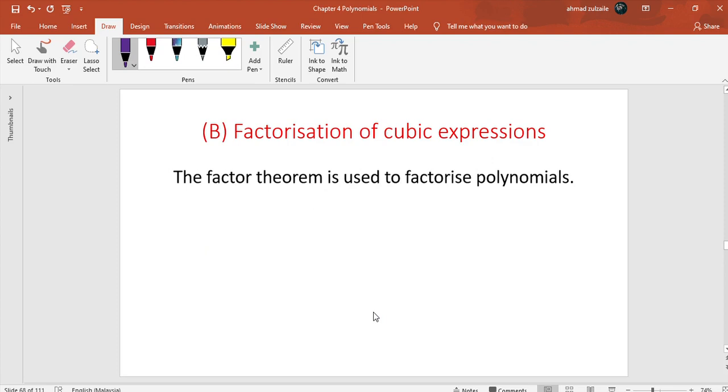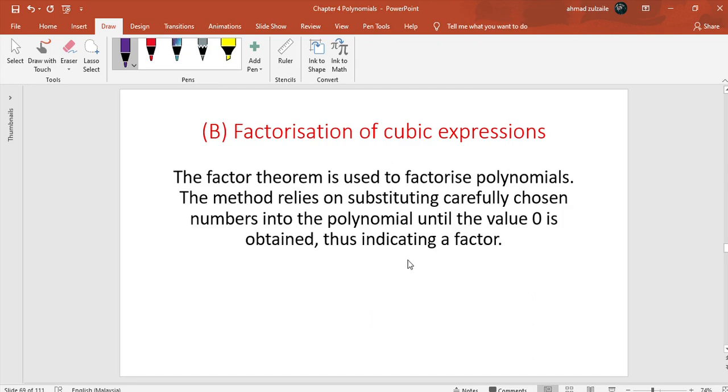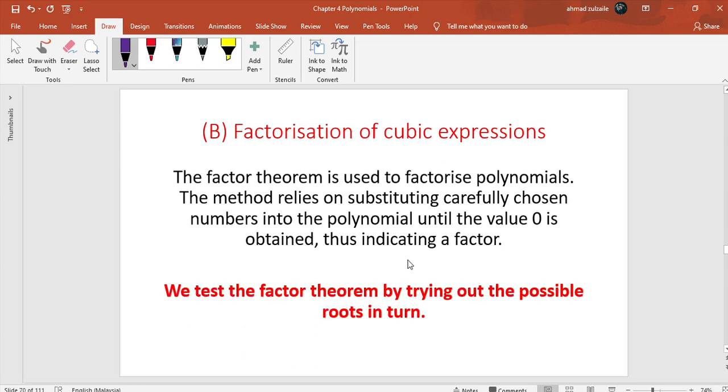Now, factorization of cubic expression. Factor theorem is used to factorize polynomials. The method relies on substituting carefully chosen numbers into the polynomial until the value 0 is obtained, thus indicating a factor. We test the factor theorem by trying out the possible roots in turn.